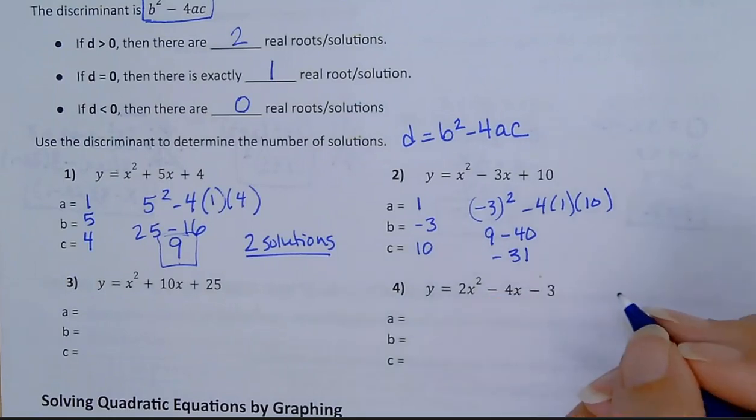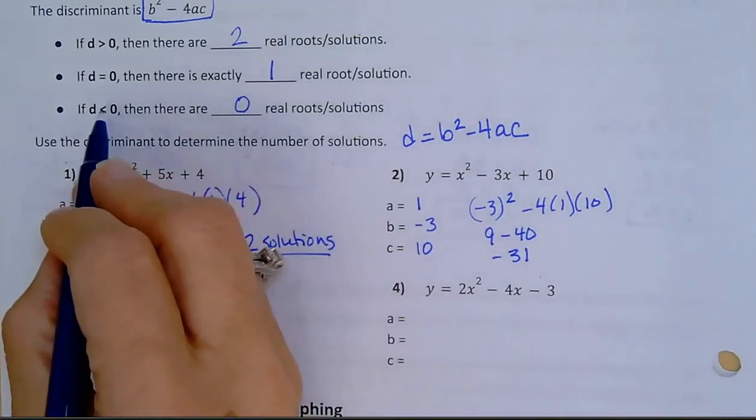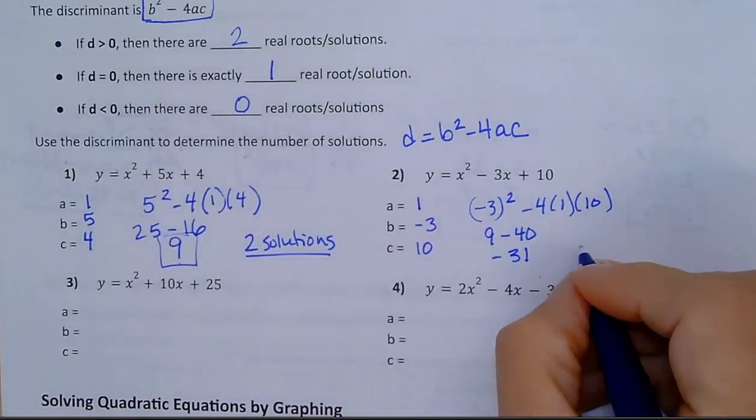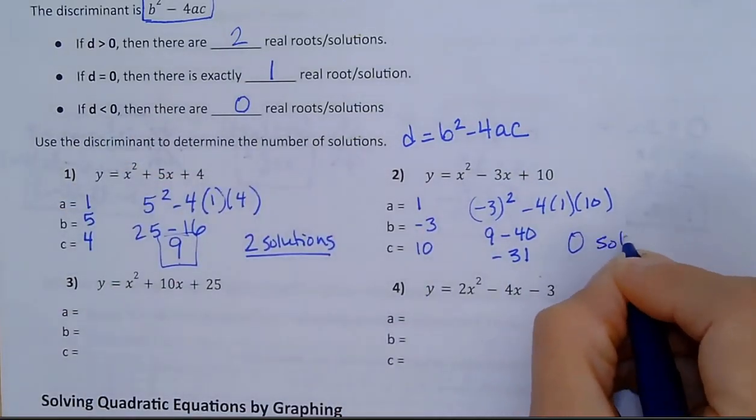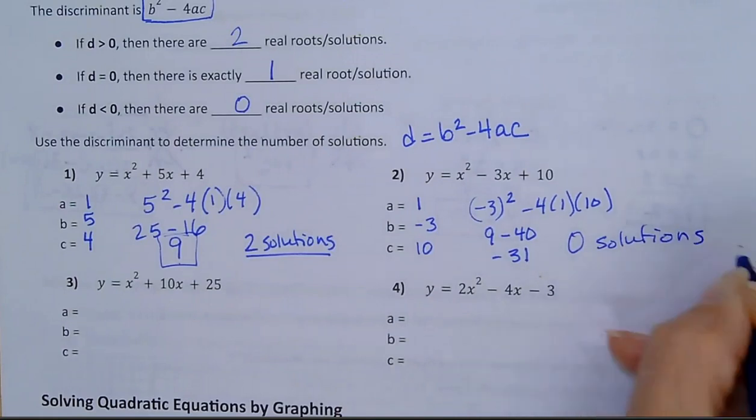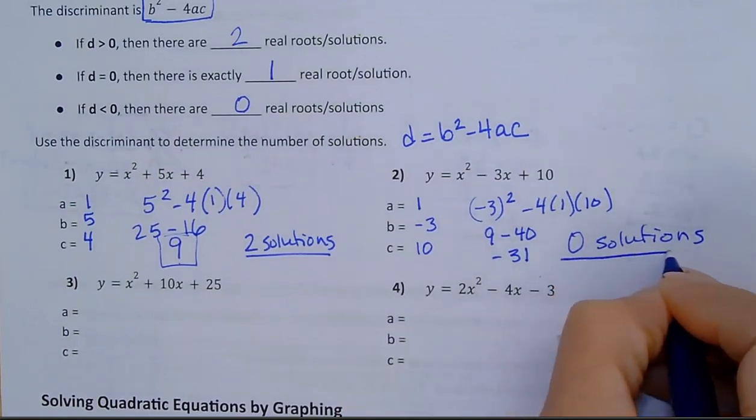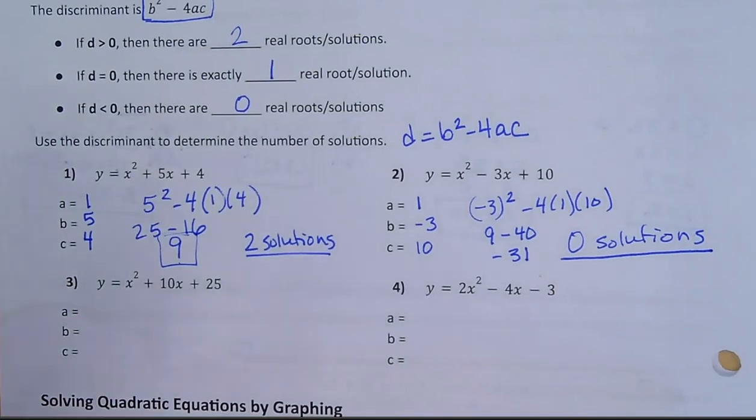Okay, negative 31 is a negative number. And so if I have a negative number as my discriminant, then I have 0 solutions. All we care about is 0 solutions, 1 solution, or 2 solutions. Let's look at this next one.